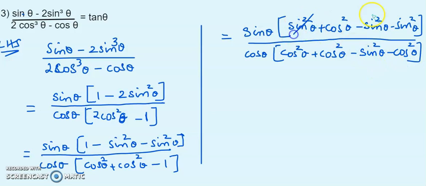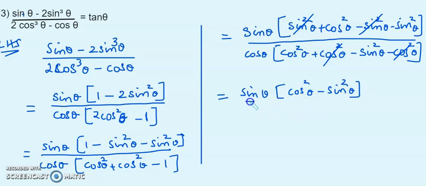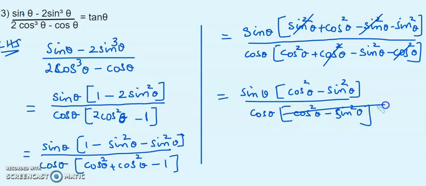Now in the numerator, the sine square and sine square will cancel off. Similarly, one cos square in the denominator gets cancelled off. So you will get sine theta, and in the bracket you have cos square theta minus sine square theta, right? And in the denominator, you have cos theta, cos square theta minus sine square theta. So both the brackets are equal, so cancel it off, and that is equal to tan theta equals RHS. So what did I do?